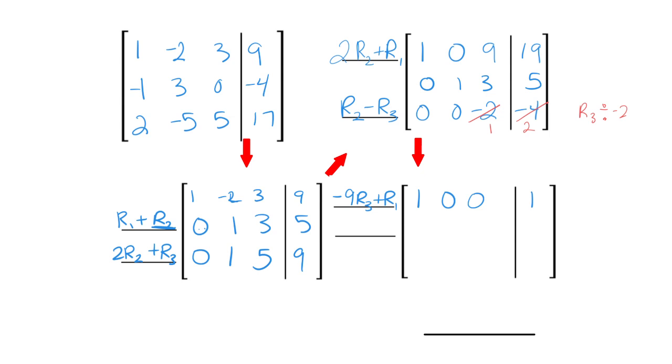Now let's work on this row 2. Row 2 needs this 3 to be a 0. So again, I'm going to group it here so that I don't lose the existing 0. I'm going to group it with row 3. Looks like I need to take this times -3. So I'm going to do this: -3 row 3, add it to my row 2.